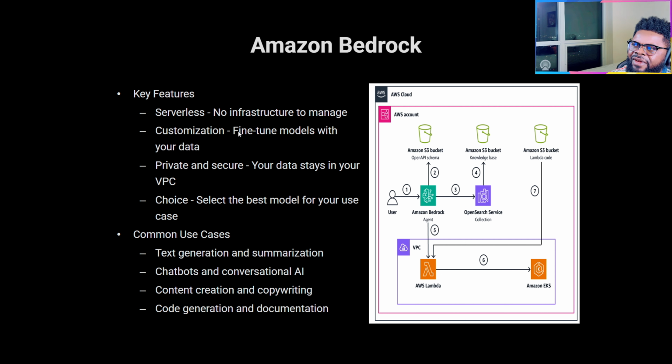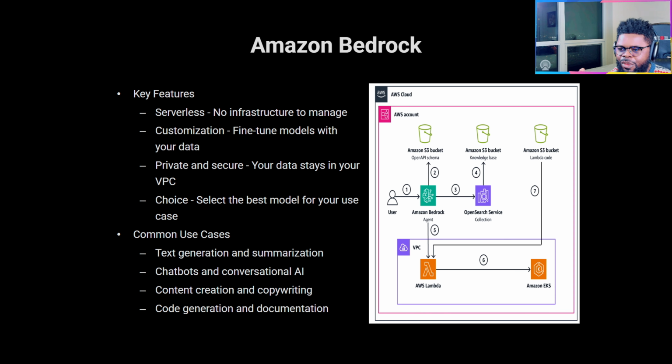Customization, you can fine tune models with your data to do some customization, but still, you don't need to build one machine somewhere, right? It's private and secure, so you can actually lock your data down to your VPC if you wanted. You can choose and select the best model for your use case. That's exactly what I showed in the UI, right? You can test different models, see how they behave with exactly what you are building, right? So common use case, you can use it for text generation, which is what many of us do. Like when you type in ChatGPT, you send a message, it's generating text, generative AI, right? You can use it for summarization, you can use it for chatbot, conversational AI that we saw with Lex, content creation, copywriting, all that you can do.